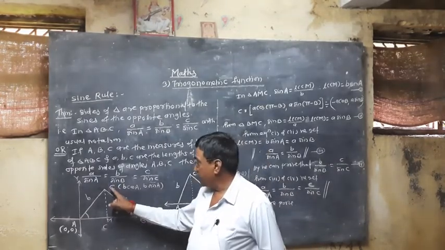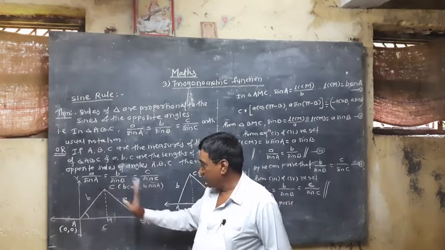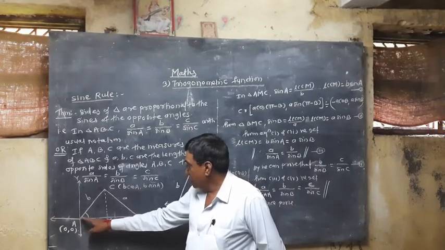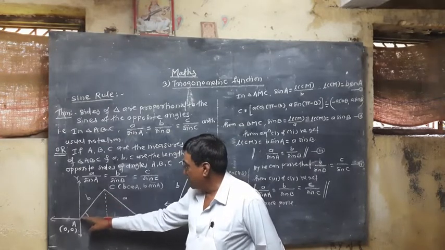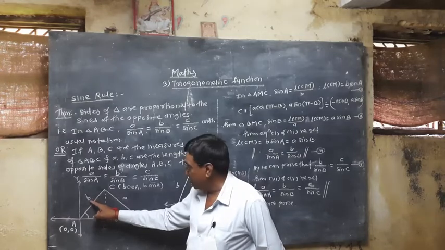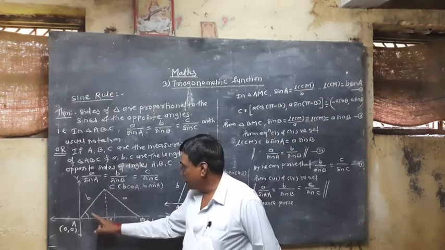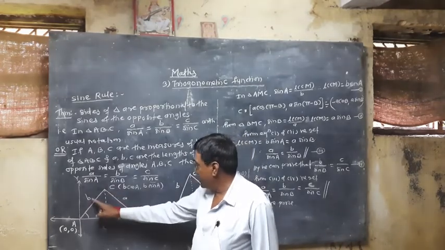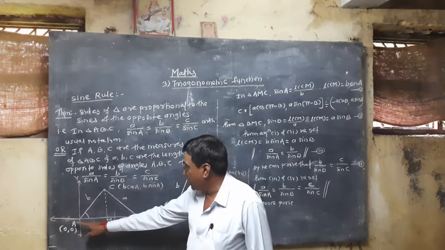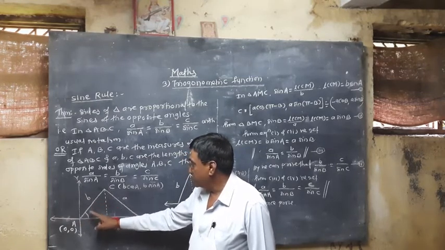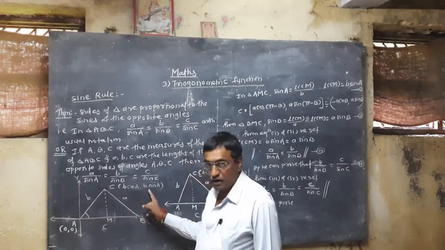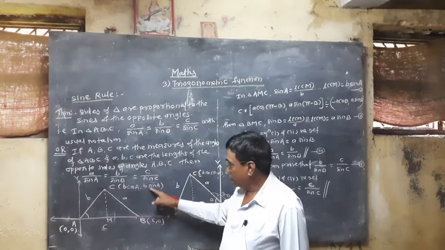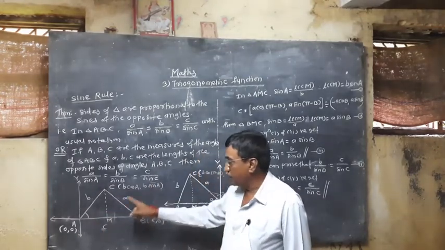Now point C is in the first quadrant, and this is the angle A. This length is small b, because it is opposite to angle B. So by the definition of trigonometric functions, the coordinates of point C are (b cos A, b sin A). That is by the definition of trigonometric functions in our last year's syllabus. So we get all three coordinates of these points.